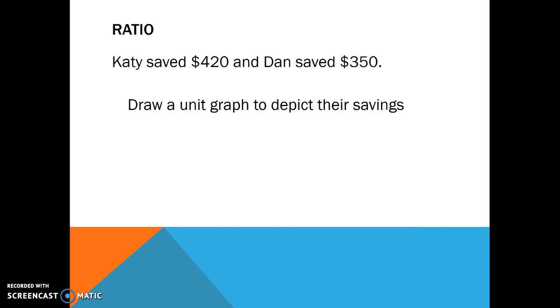Okay, well, my next question asks me to draw a unit graph to depict their savings. Well, I don't exactly want to draw a bar model with 420 and 350 units, so let's just draw the ratio. So here's Katie's savings right here. We're going to label that with a K. And Katie had 6, let's see, units, while Dan had 5.